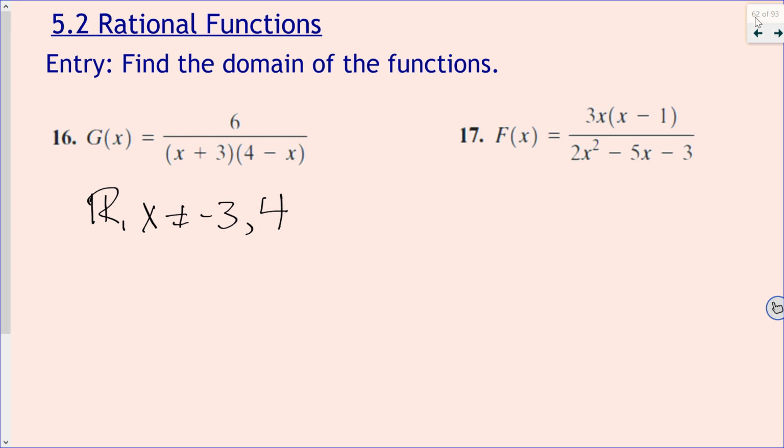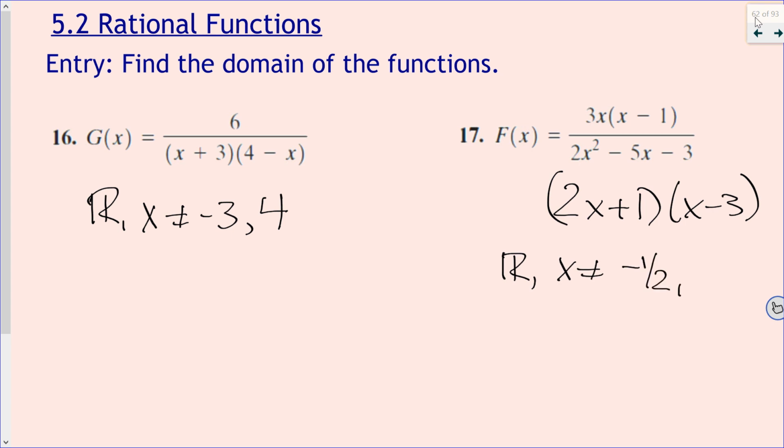Nice job. Now, did anyone factor the denominator for f of x, capital F? Now, what did you get? 2x plus 1 times x minus 3. Okay. And what was the resulting domain given that factored denominator? Emily? All numbers except -1/2 and 3. Okay. Any questions on capital F of x domain?